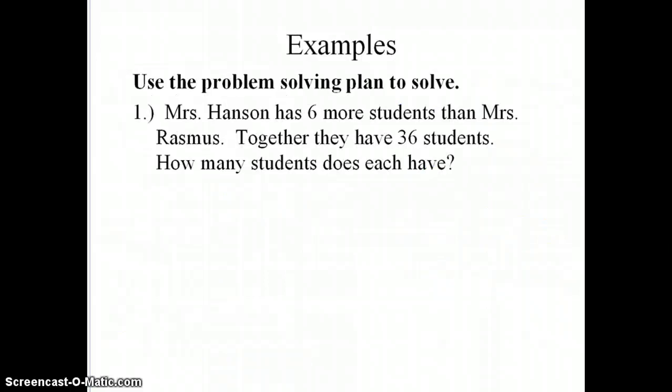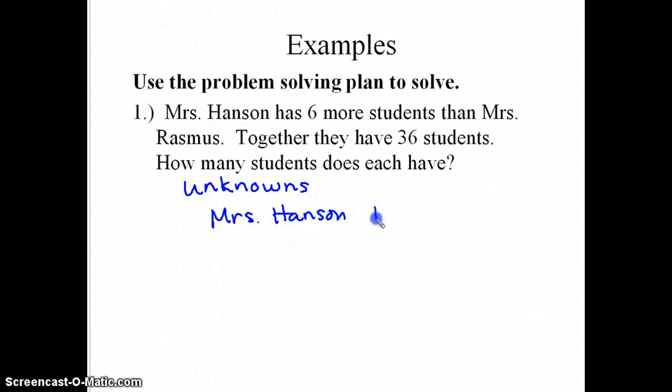Our first example is this. Mrs. Hanson has 6 more students than Mrs. Rasmus. Together they have 36 students. How many students does each have? So the first thing I'm going to look for are the unknowns. So I see that I do not know about Mrs. Hanson, how many students she has, and I do not know about Mrs. Rasmus's students and how many she has.